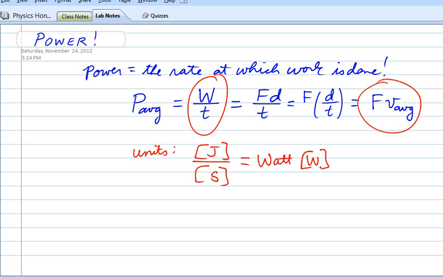So when you see a 60 watt or 100 watt light bulb, which are becoming more rare these days, everyone's using CFLs, that refers to the energy that the light bulb emits in a certain period of time. So 100 watts is 100 joules a second.